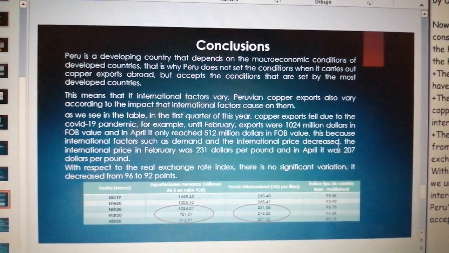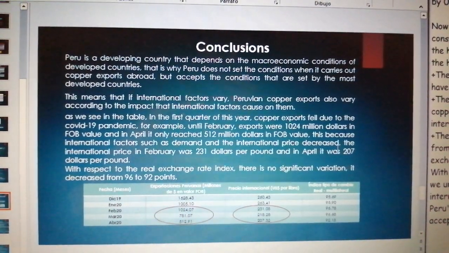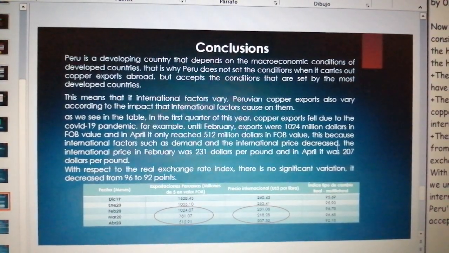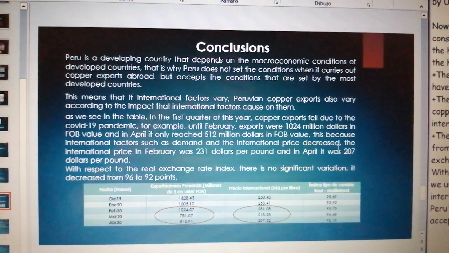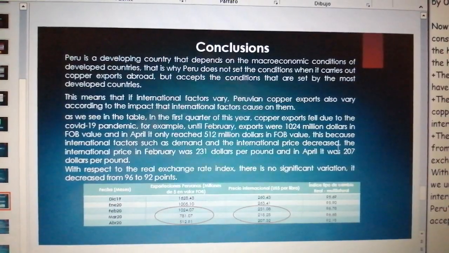With respect to the real exchange rate index, there is no significant variation. It decreased from 96 to 92 points. That's all.